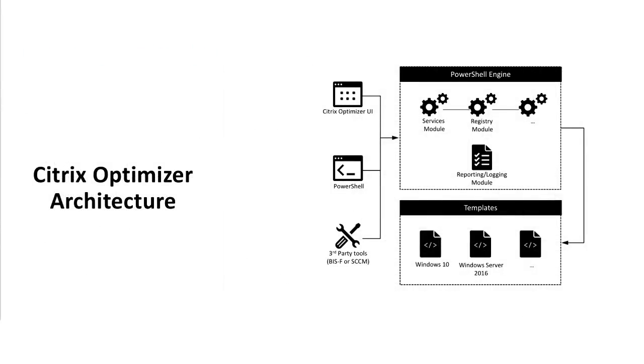Now, the way Optimizer has always been designed is that it's completely based on PowerShell. The engine is written in PowerShell. Different modules or plugins are written in PowerShell. Reporting, logging, everything is written in PowerShell. And we provide integration with a lot of different tools. By default, we ship Optimizer in the PowerShell mode and with the user interface. But what we know is that a lot of customers are using Optimizer with other tools. The two most popular that I'm seeing are, first, BISF. We work really closely with BISF. We always provide them with the latest or earliest beta versions. We always make sure that they work really well together.